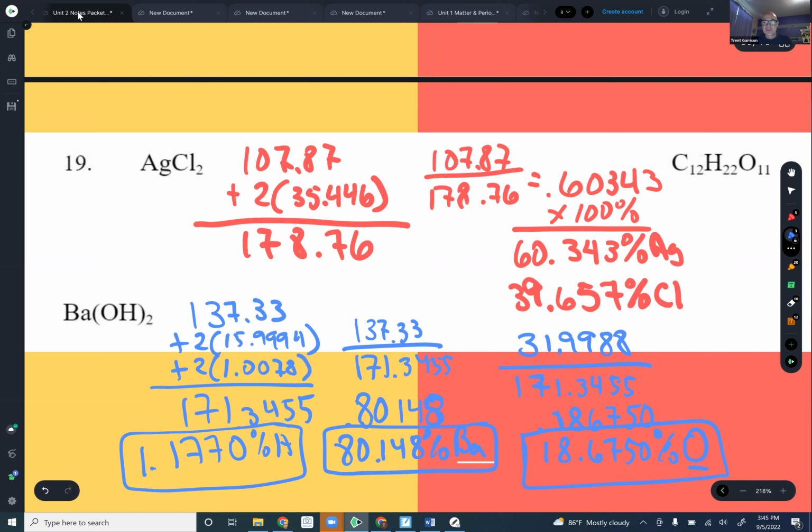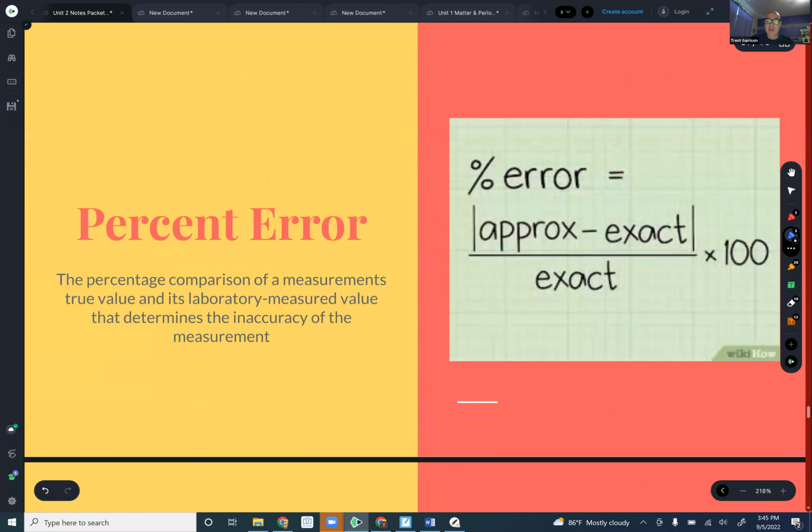Okay. Hopefully, you're going to be okay with doing those 2 examples. If we need more, we can do those in the homework. You can ask for some extra practice problems, but I'm going to move on to percent error.